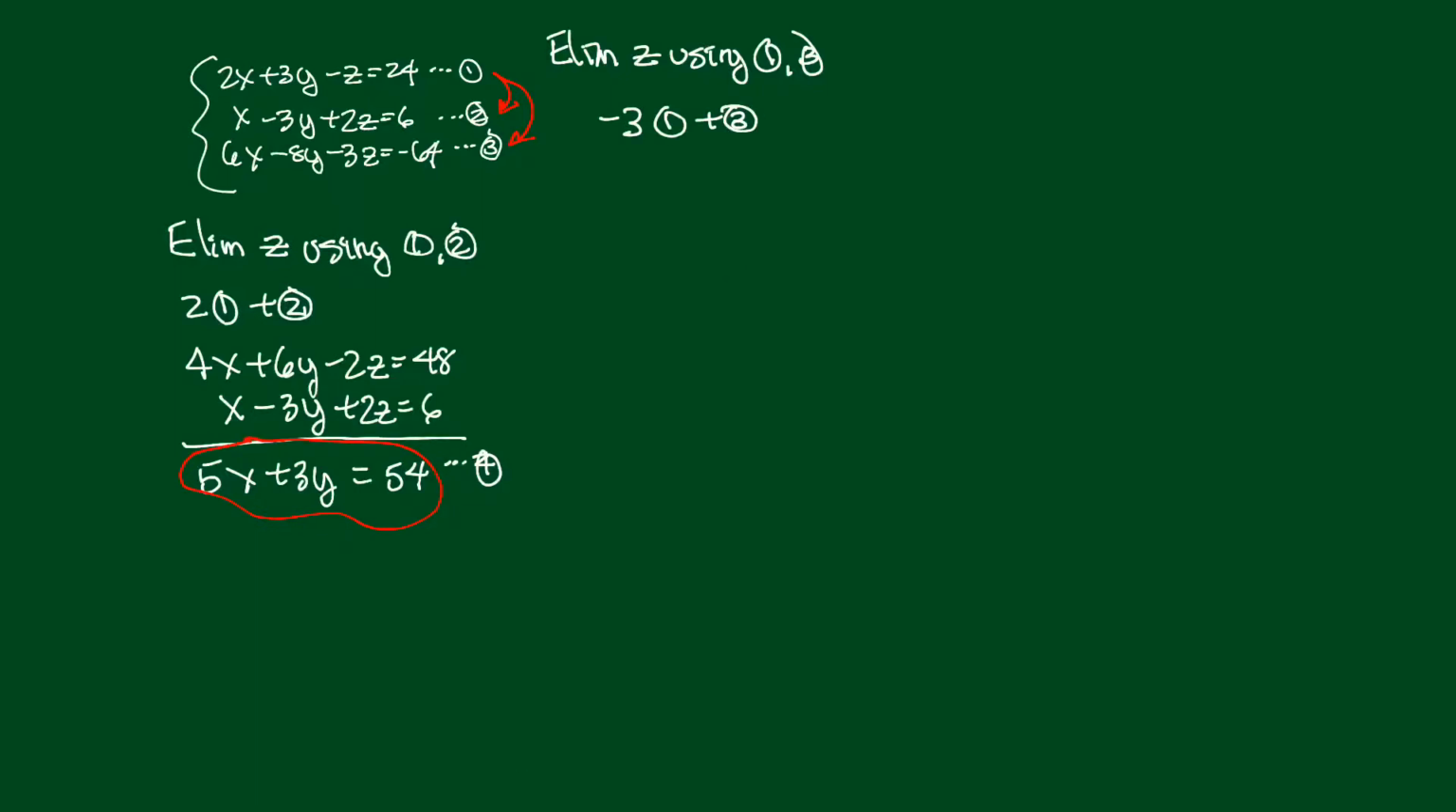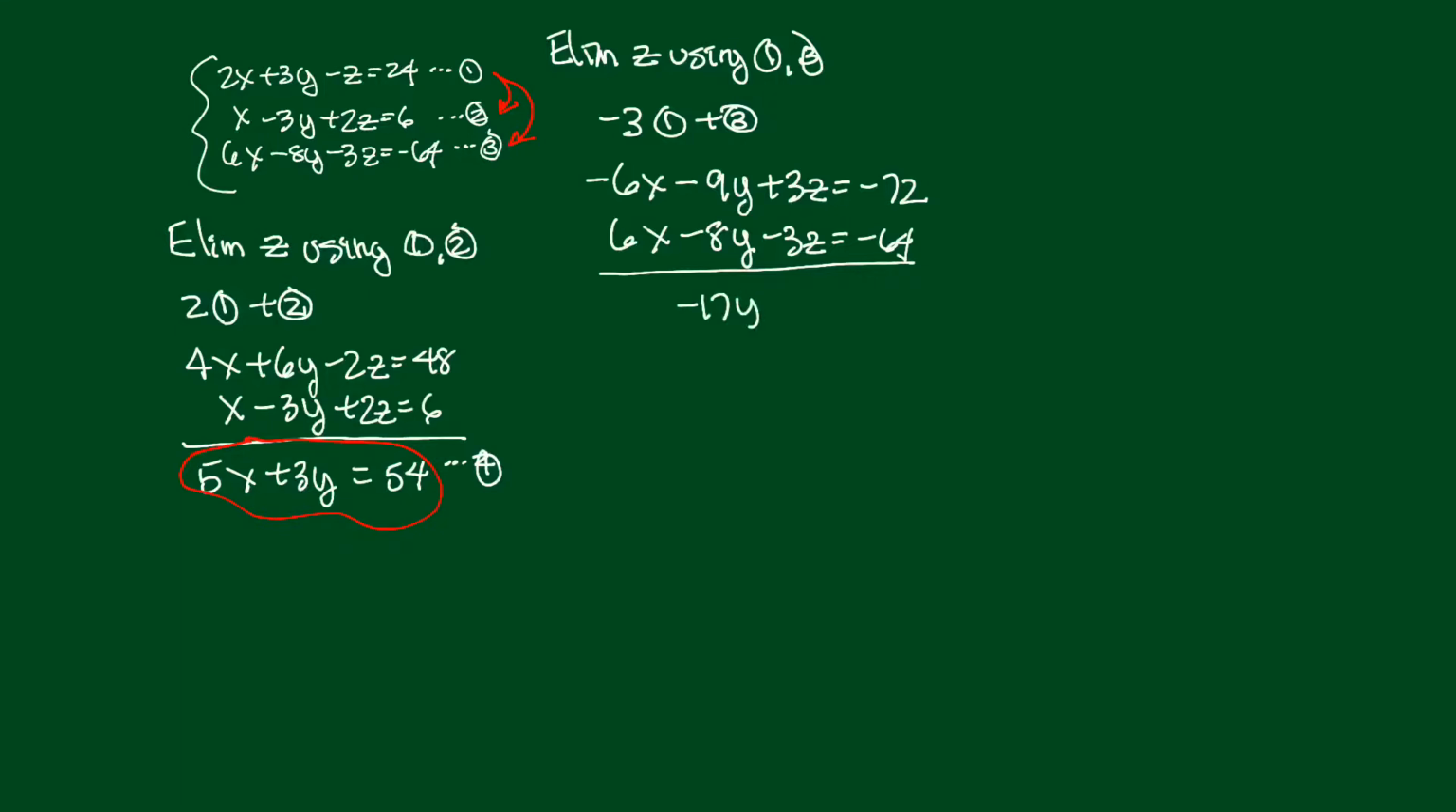So let's do this. Let's multiply a negative 3 through every one of those 4 terms in that first equation. How about negative 6x minus 9y plus 3z equals negative 72. Equation 3 stays the same. 6x, oh, that's interesting. The x's are going to go out also. Minus 8y minus 3z is equal to negative 64.